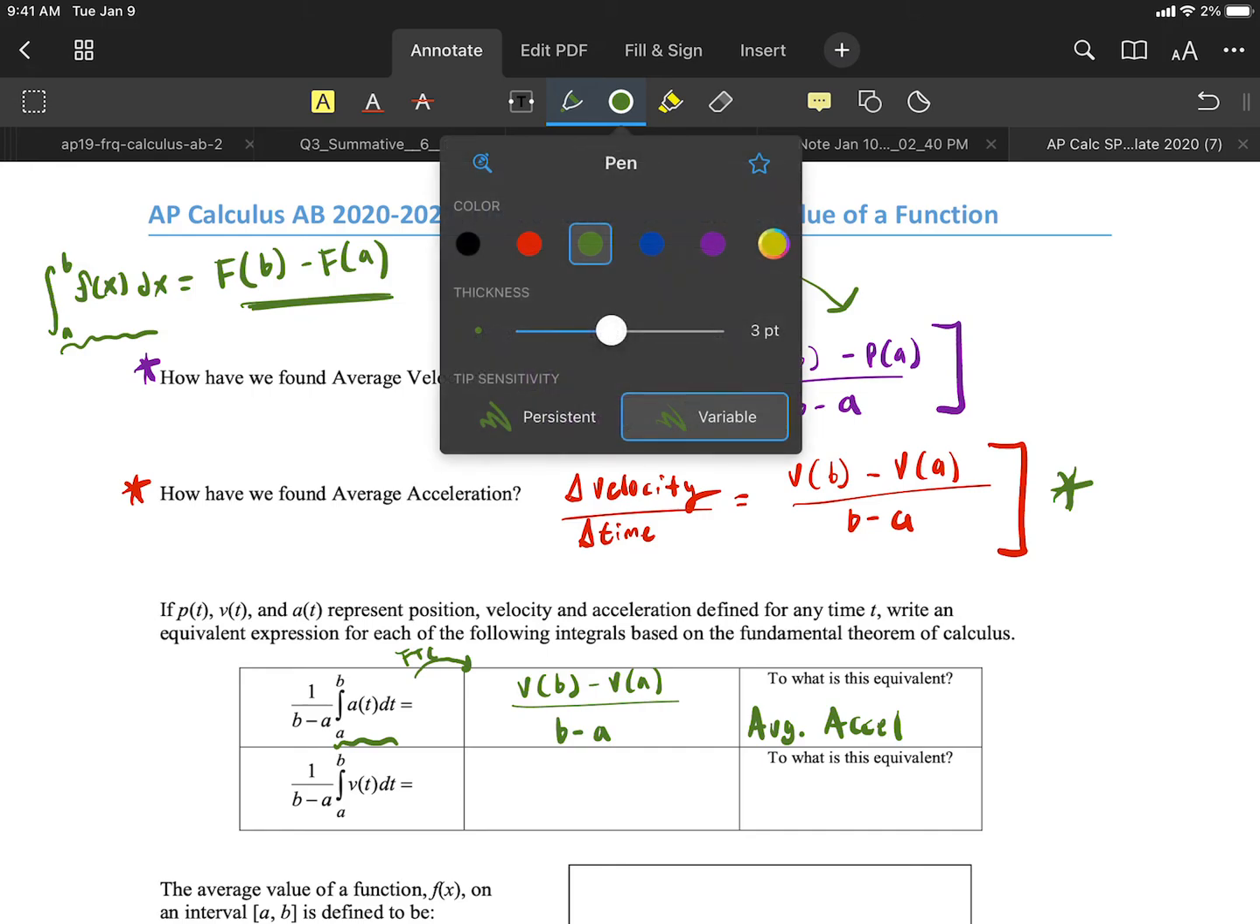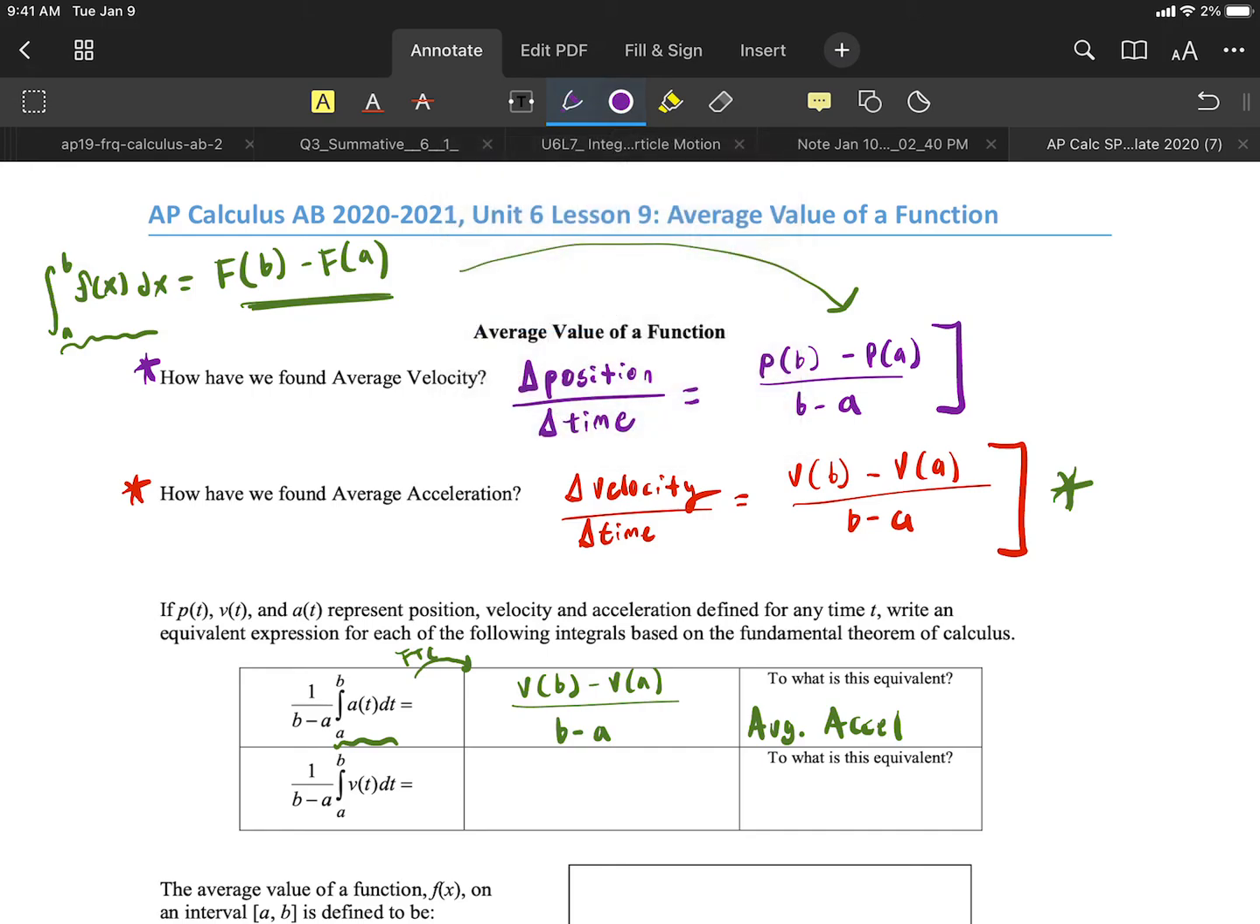And if you do this for velocity, the antiderivative of velocity is position. So you'd have position b minus position a all over b minus a, right? I'm getting those b minus a's from these right here. And so this is equal to average velocity.